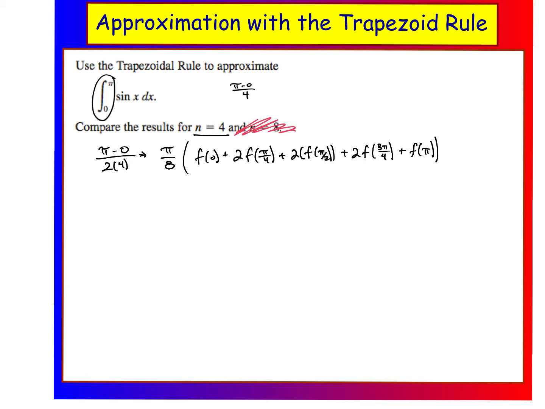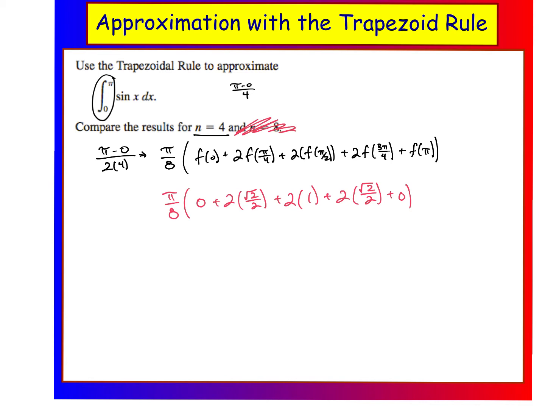All right. And so now we need to evaluate. Thank goodness we know our unit circle, right, guys? Yeah. That's right. So we have pi over 8 chilling. And then what is f of 0? What is sine of 0? 0. And then I have 2 times, what is sine of pi over 4? Square root 2 over 2. And then I have 2 times, what is sine of pi over 2? 1. And then plus 2 times, what is sine of 3 pi over 4? And then plus, what is sine of pi? 0 again.